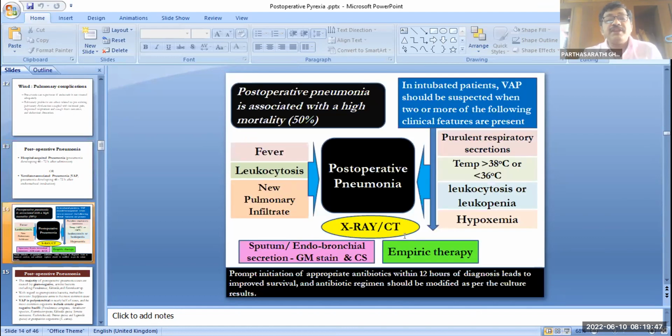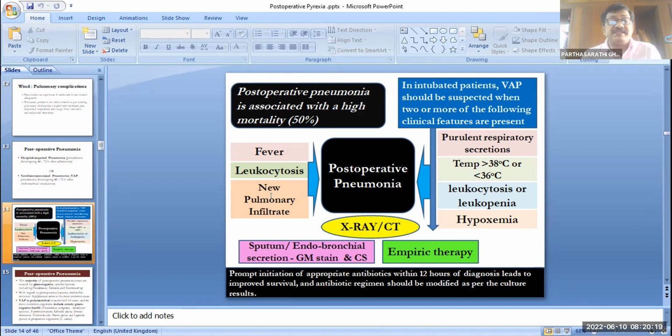What is important now is that the mortality rate is very high. So fever, leukocytosis, and new pulmonary infiltrates which were not present before the surgery will always prompt you to diagnose post-operative pneumonia. And if the patient is on ventilation, you have to look for purulent respiratory secretions in the tube, temperature, leukocytosis, and hypoxemia. By this too, you can diagnose whether you are dealing with a case of post-operative pneumonia.